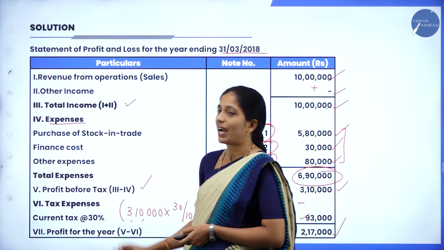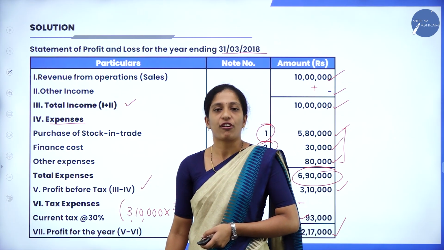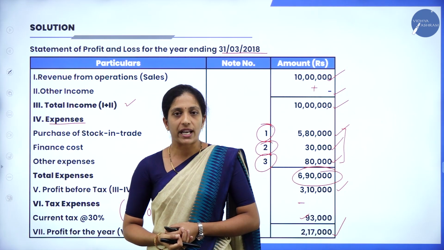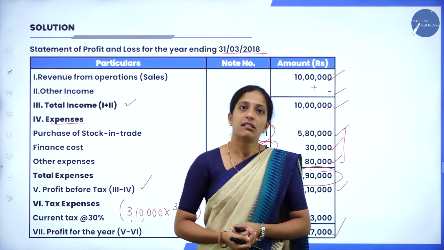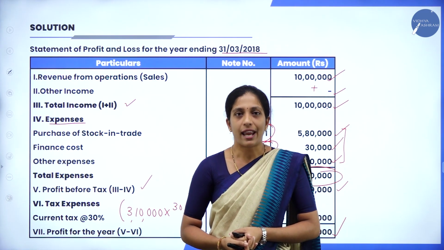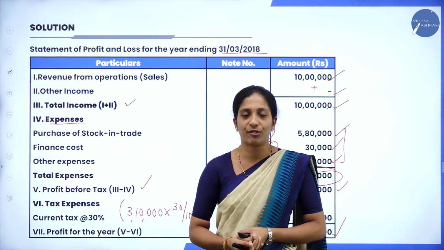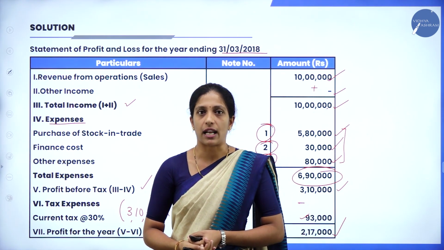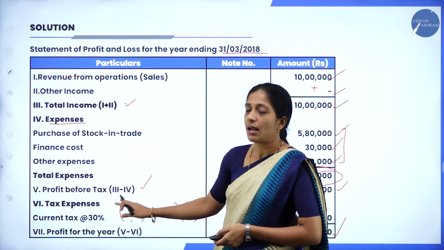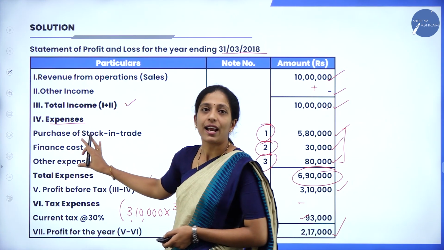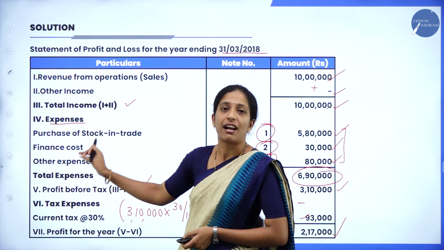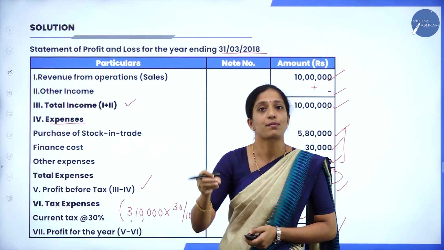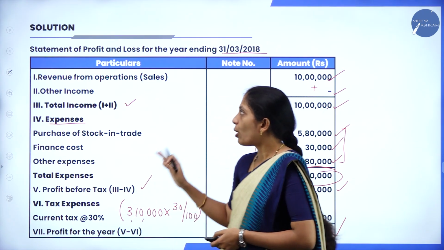So learn this format properly. What is the format of statement of profit and loss? Roman number 1, revenue from operations. 2, other income. 3, total income. 4, expenses. 5, profit before tax. 6, tax, and the 7th one is profit after tax. Hope you are clear with this, but you have to be careful under what headings, or under which note, certain items have to be included.